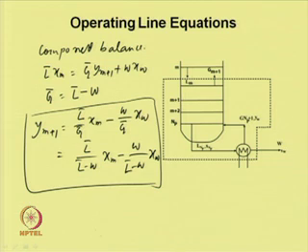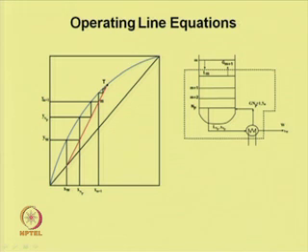If we know this slope and we know the x w, then we can plot the operating line with x w and the slope.